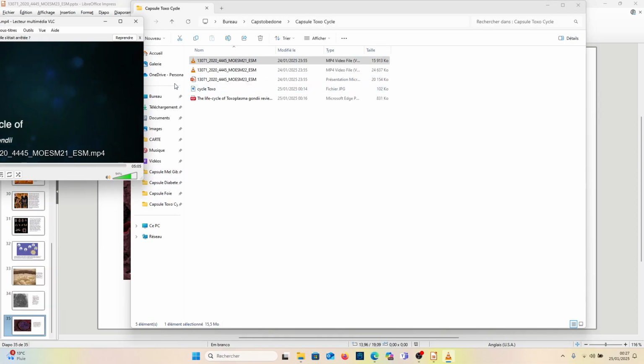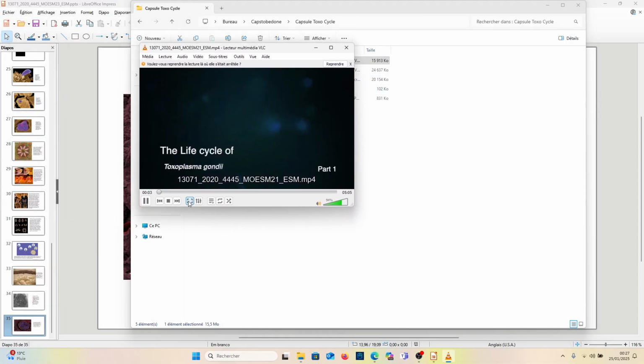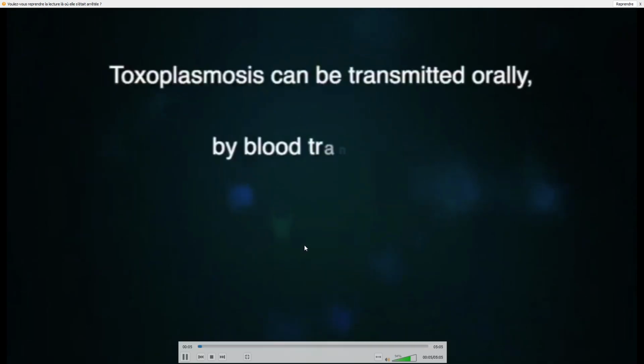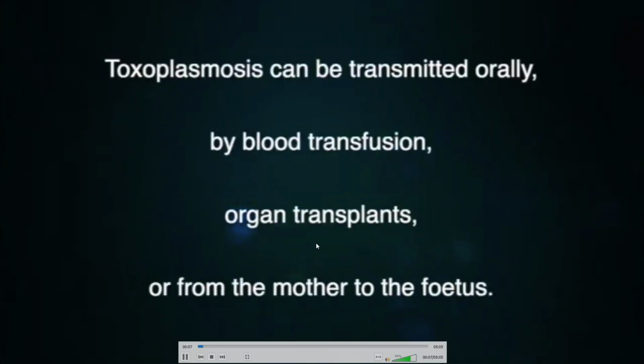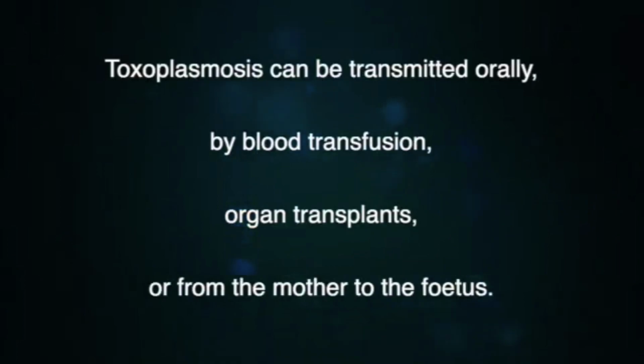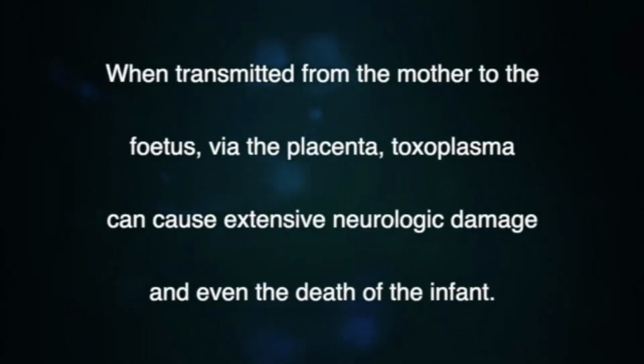The Life Cycle of Toxoplasma Gondii, Part 1. Toxoplasmosis can be transmitted orally, by blood transfusion, organ transplants, or from the mother to the fetus. When transmitted from the mother to the fetus, via the placenta, toxoplasma can cause extensive neurologic damage and even the death of the infant.